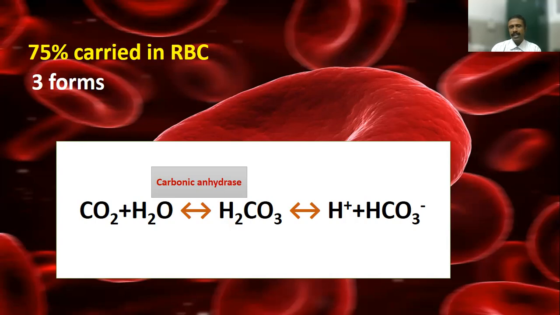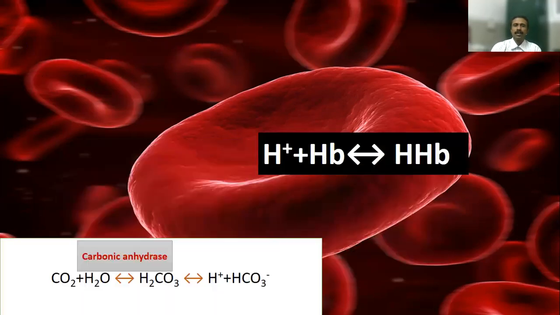We must pay attention here that in this equation, the arrow marks are bidirectional. That is, over a period of time, if the hydrogen and bicarbonate ion concentration keeps increasing in the red blood cell, then that will trigger the reaction to happen in the opposite direction. It will again combine to form carbon dioxide and water. This doesn't happen in reality because the hemoglobin readily combines with the hydrogen ion.